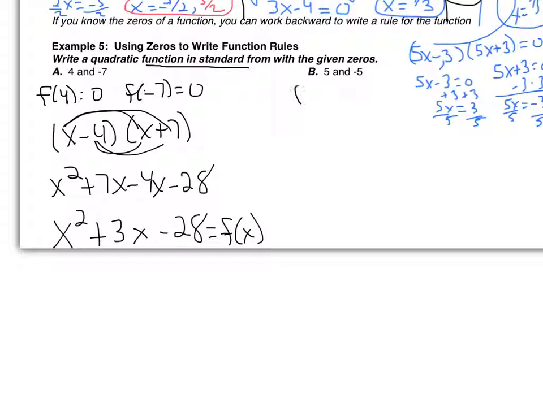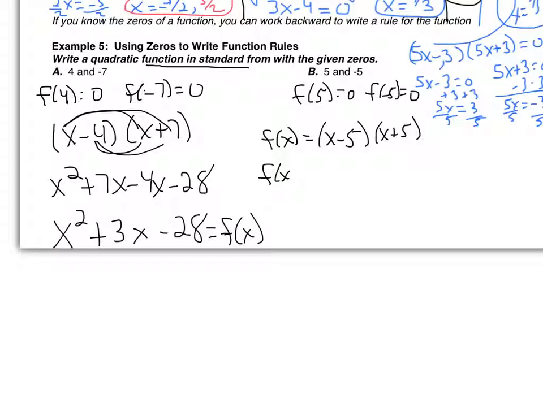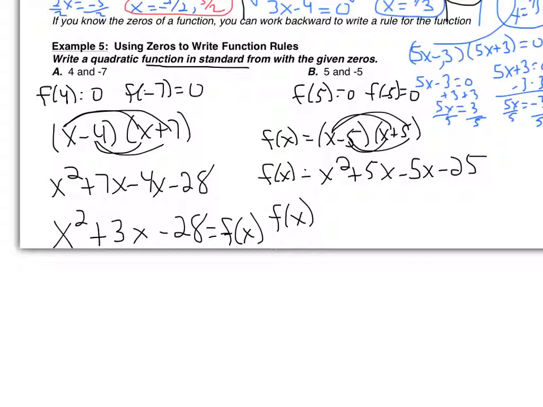In letter B, we know that f of 5 equals 0 and f of negative 5 equals 0. So then f of x equals x minus 5, and then x plus 5. And if we put that in standard form, we have x times x is x squared, x times 5 is 5x, negative 5 times x is the insides, negative 5 times 5 is negative 25. Combine like terms, so f of x equals x squared, 5 minus 5 is 0, minus 25. And that would be our function in standard form.